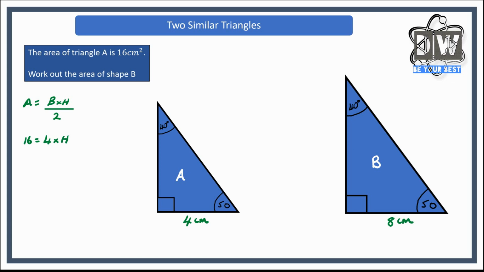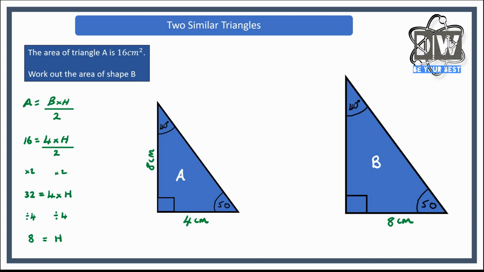16 equals 4 times the height divided by 2. I don't know what the height is. The height is missing at the moment, yeah? So obviously, I'm going to divide that by 2. But what's the opposite of divide? It's times. So I'm going to times both sides by 2, and that's going to give me 32 equals 4 times h, 4 times the height. Divide both sides by 4, and we're going to end up there with the height equaling 8. So I'll bang that in there like that.